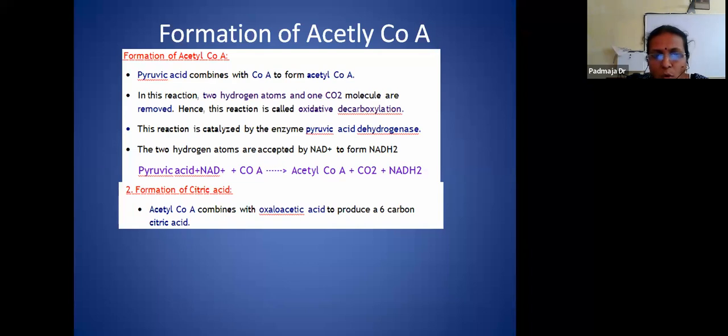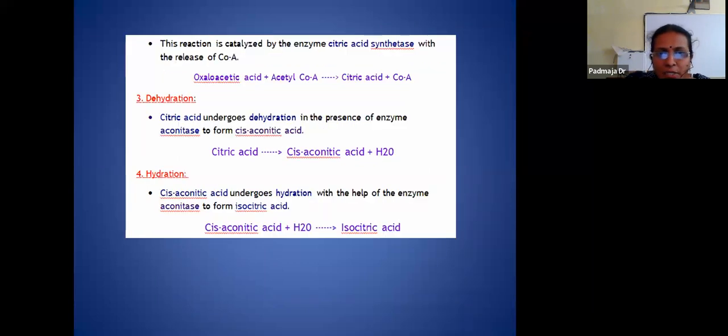Oxidative decarboxylation. The acetyl CoA combines with oxaloacetic acid to produce a 6-carbon compound, that is citric acid. The acetyl CoA is a 2-carbon compound, and the oxaloacetic acid is a 4-carbon compound. This citric acid is a 6-carbon compound. So here the first formed compound is citric acid, so the cycle is also called the citric acid cycle. This reaction is catalyzed by the enzyme citric acid synthetase with the release of CoA.